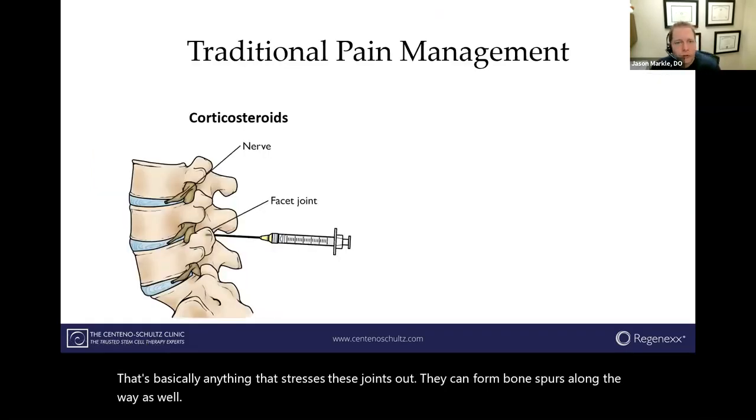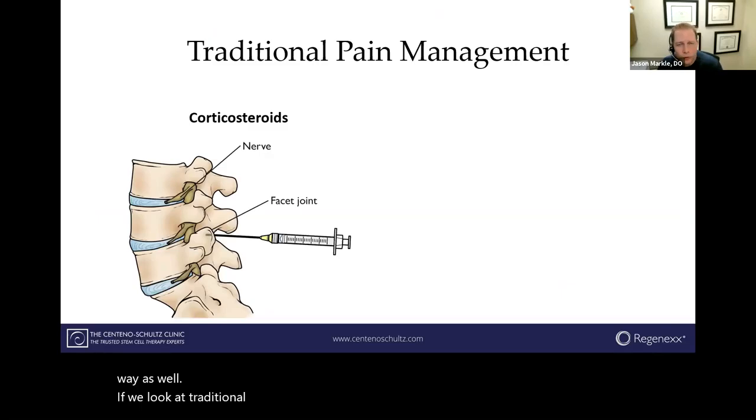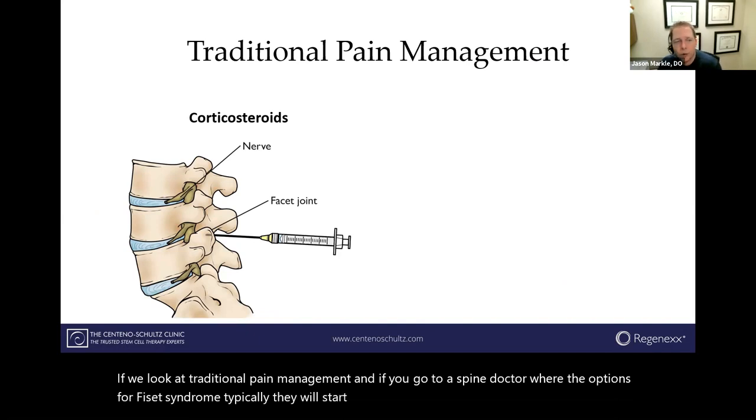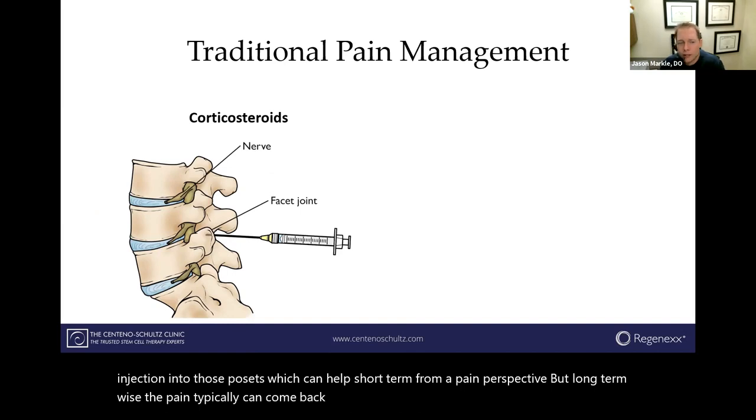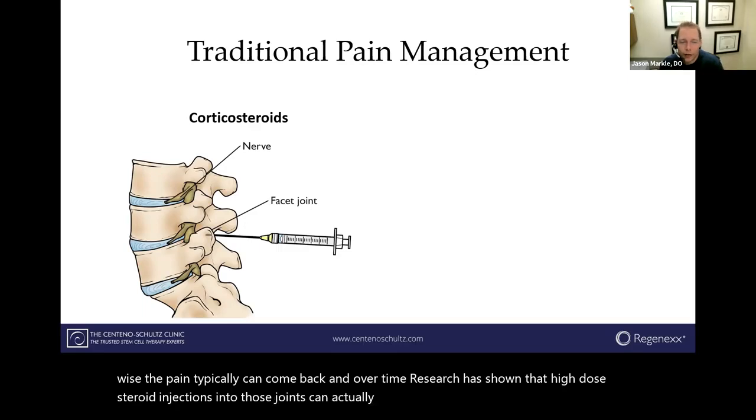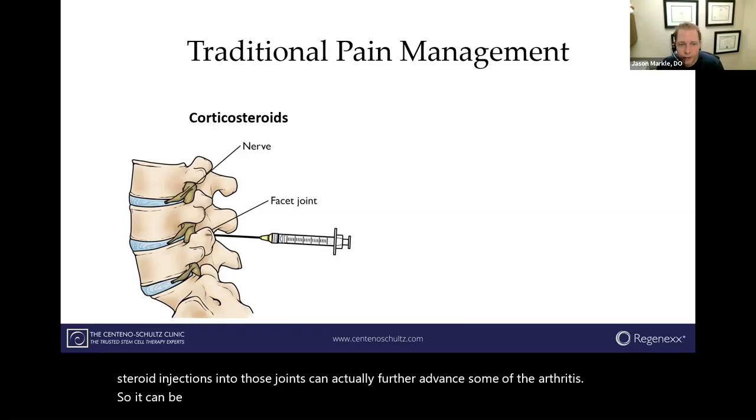If you look at traditional pain management, and you go to a spine doctor, what are the options for facet syndrome? Typically, they'll start with something simple like a corticosteroid injection into those facets, which can help short term from a pain perspective, but long term the pain typically can come back. And over time, research has shown that high dose steroid injections into those joints can actually further advance some of the arthritis. So it can be toxic over time and advance your arthritis.